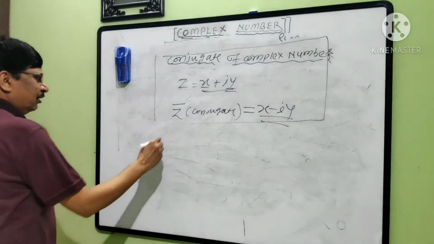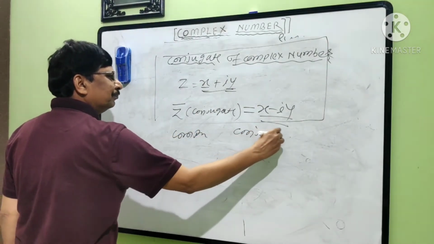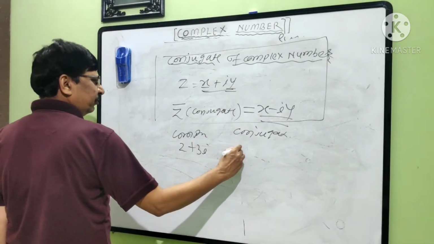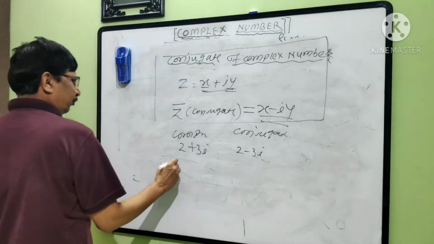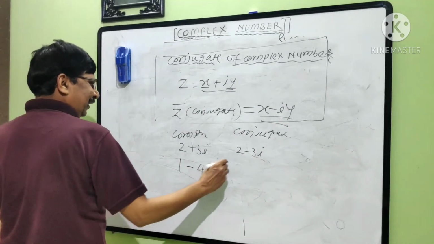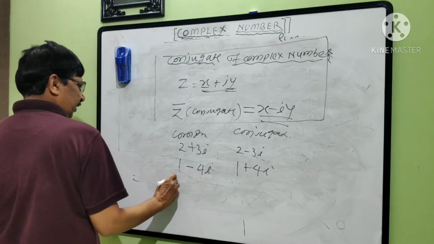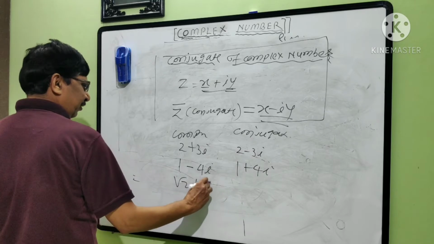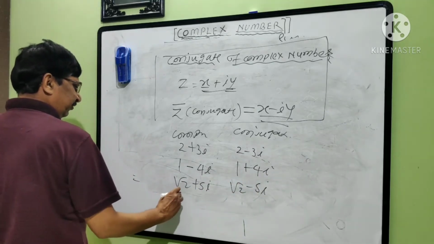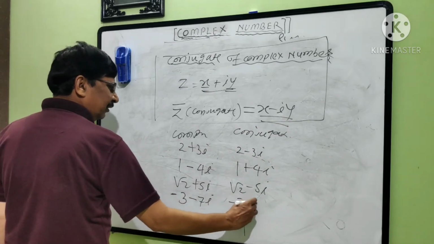Suppose it is 2 plus 3i, the conjugate is 2 minus 3i. Suppose it is 1 minus 4i, definitely 1 plus 4i will be the conjugate. Now suppose it is root 2 plus 5i, what will be the conjugate? Root 2 minus 5i. Suppose this is minus 3 minus 7i, the conjugate will be minus 3 plus 7i.